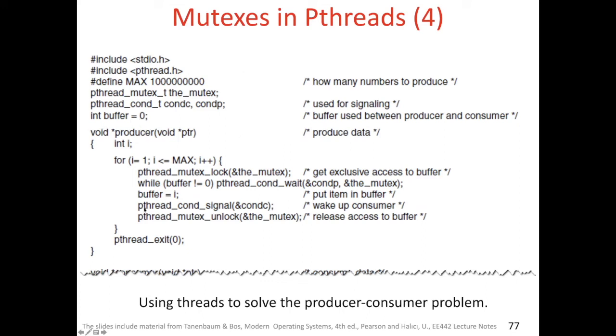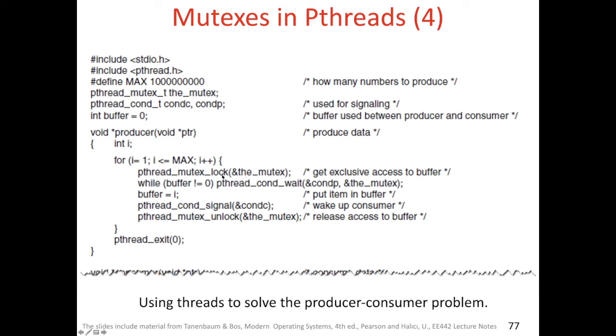In the producer thread, the parameter is ptr and it is of void pointer type. The return value is again a void pointer because this is a thread. Integer i is a local variable for the producer. There is a for loop here, repeated max number of times. i is set to 1, while i is less than max, and each time i is incremented by 1.